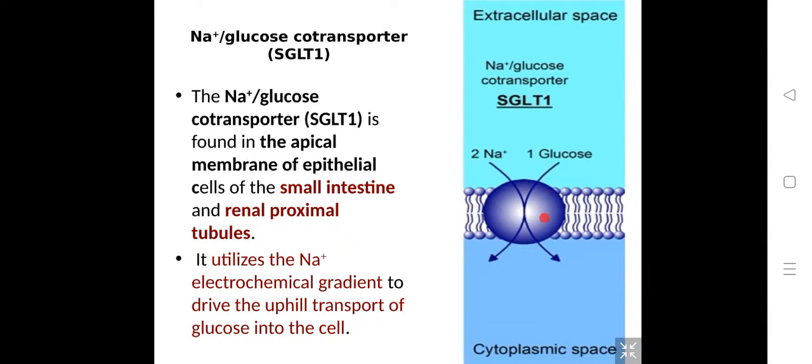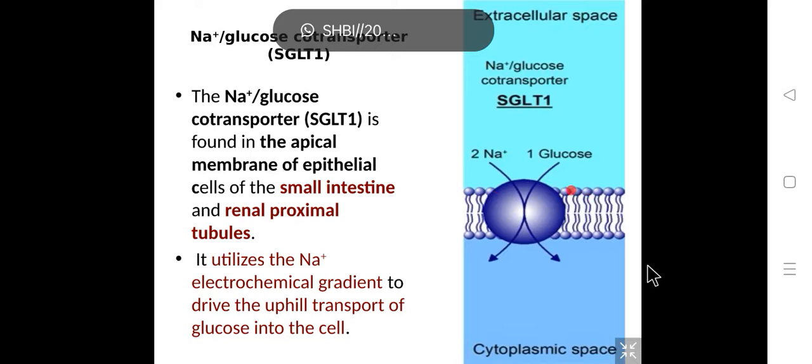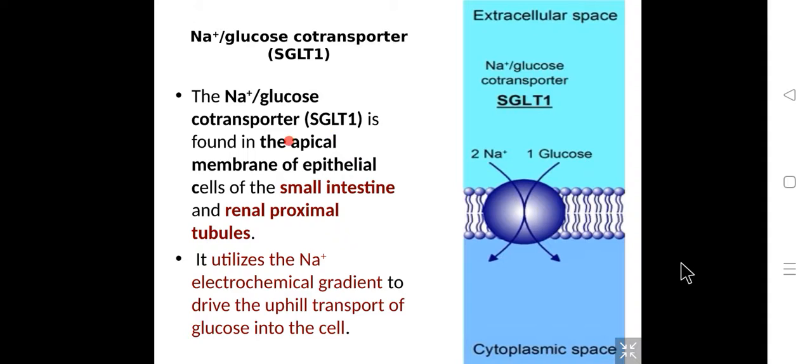So this is the SGLT transporter, sitting on the lipid bilayer of the epithelial cells. Two sodium ions are moved into the cytoplasmic space along with one glucose molecule, hence the name co-transporter. If they were in opposite directions, it would be called an exchanger. Okay, so that is one example of what we've been talking about in terms of co-transporters.